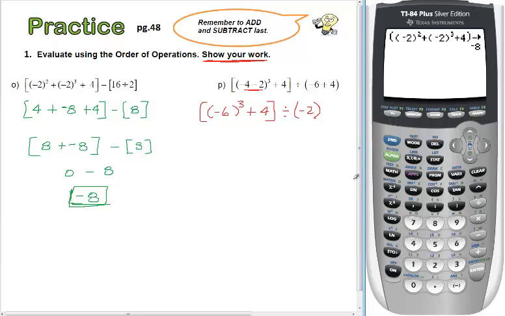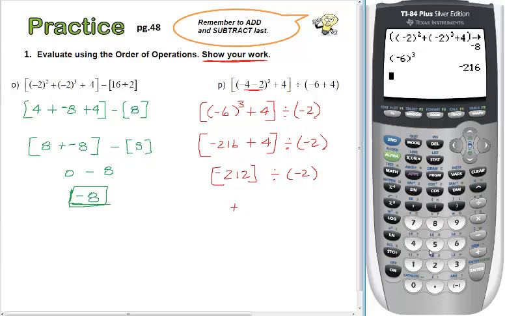Now negative 6 cubed, if you can't do that in your head, we'll jump over to the calculator. Open bracket, negative 6 to the power of 3. So you can do each step individually on the calculator if you're still not sure of the numbers. That's negative 216 plus 4, and then divided by, and this stays as negative 2. Negative 216 plus 4 is going to be negative 212. And then you're dividing negative 212 by negative 2. Negative divided by negative is positive.